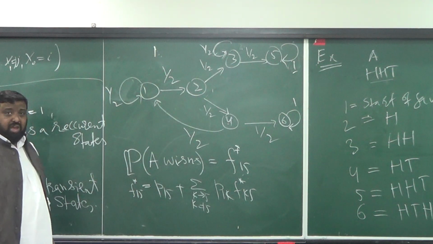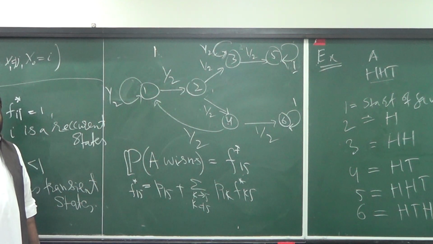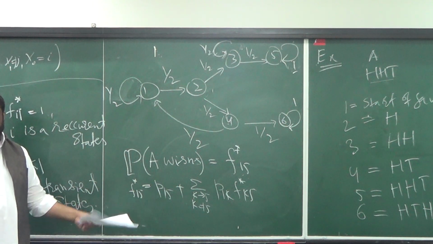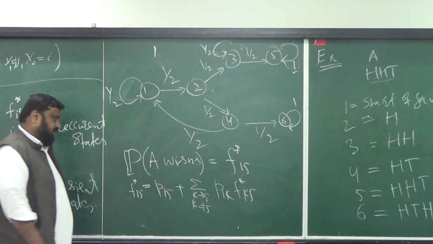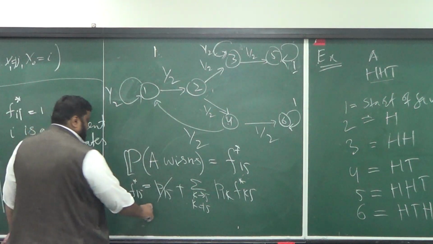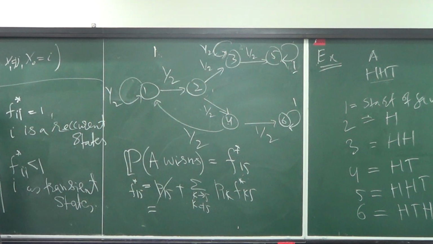So what is p15? What is the probability that you're going to reach from state 1 to 5 in one step? Because that's what it represents. It must be 0. This goes away. So what other values can this k take?